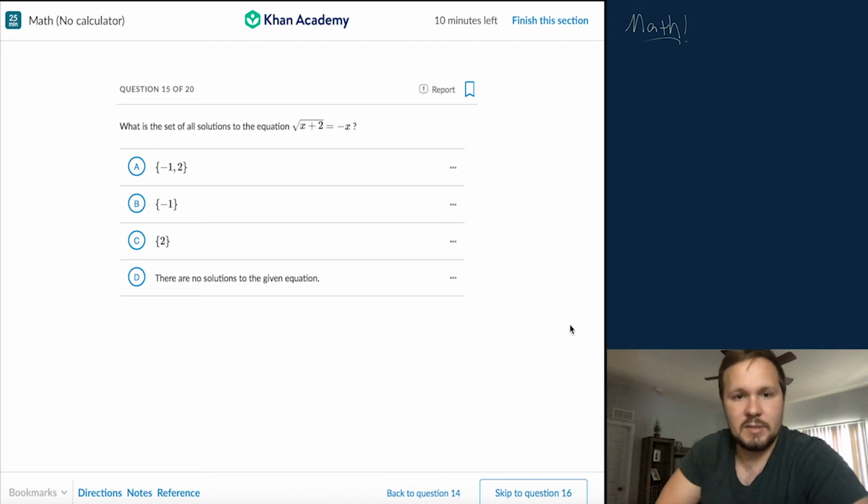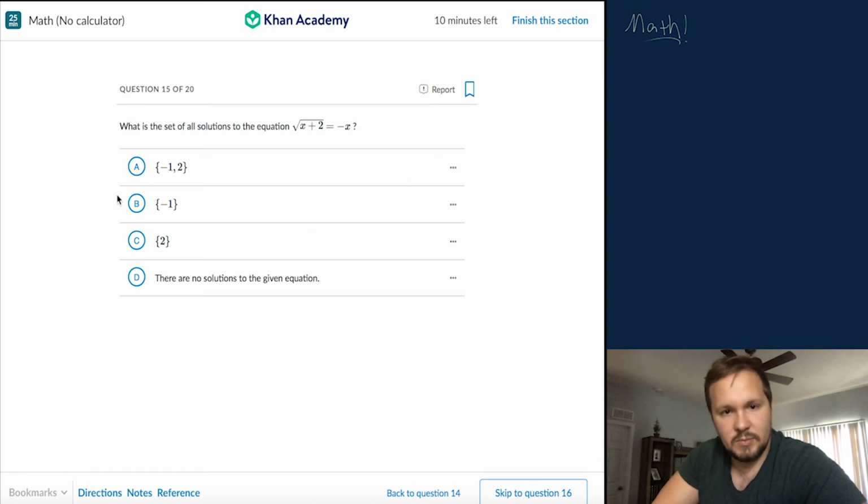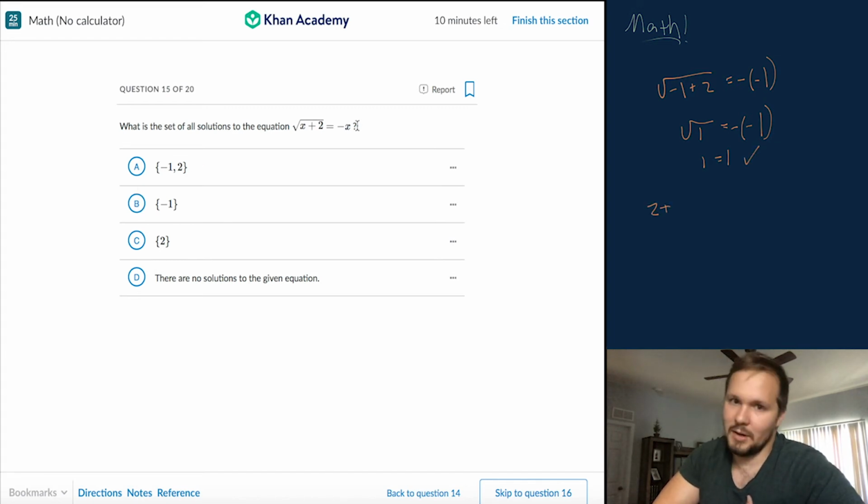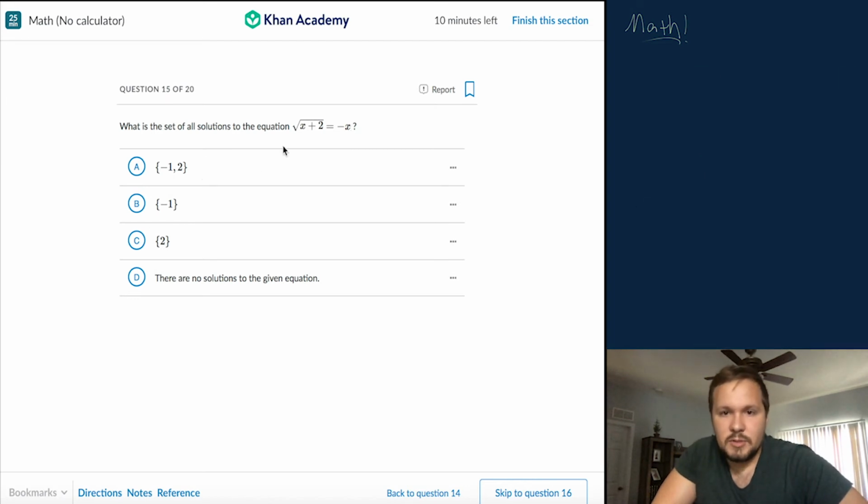Okay, what is the set of all solutions to the equation square root of x plus 2 equals negative x? Again, this is one where it's really easy to just plug in negative 1 and 2 really fast because you can see those are the possible answers. So we plug in negative 1, we get negative 1 plus 2 equals 1, and the square root of 1 is 1. And that equals negative negative 1, right? So negative 1 is a legitimate answer. Now we'll try 2. 2 plus 2 is 4, and the square root of that is 2. But then negative 2 is not equal to 2. So the answer is B.